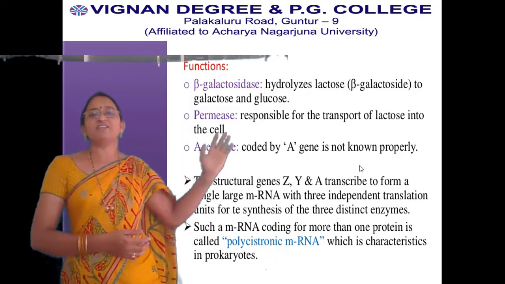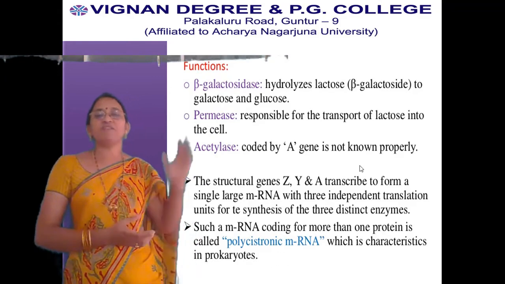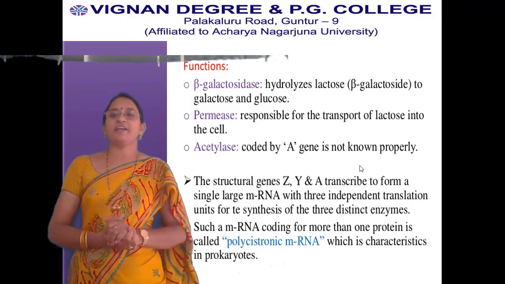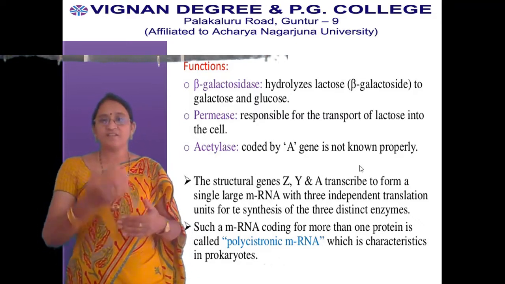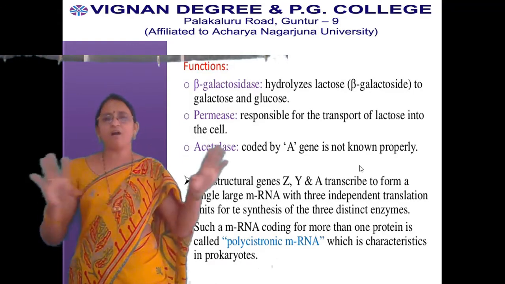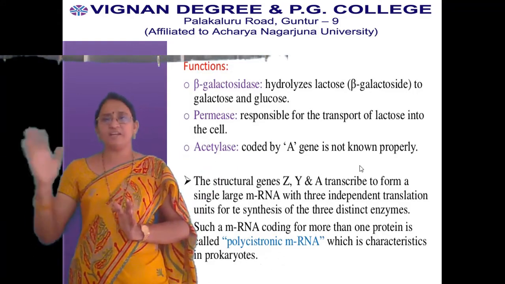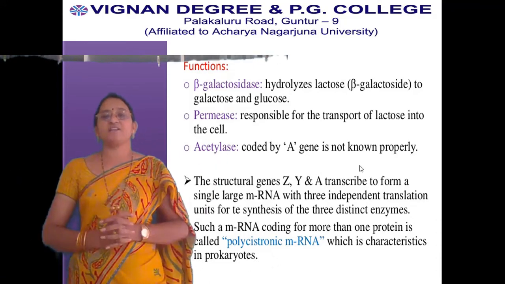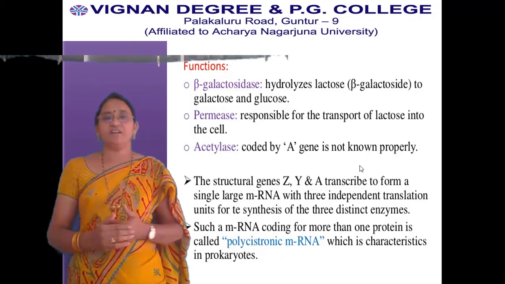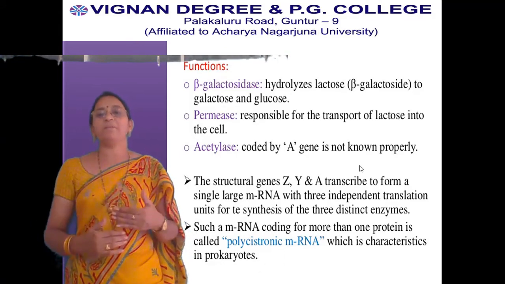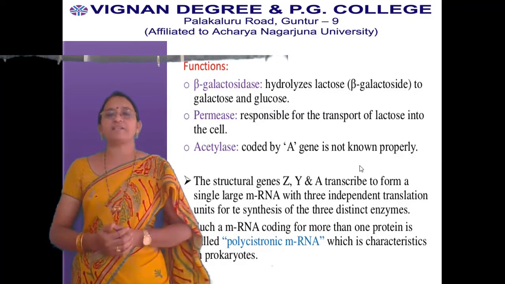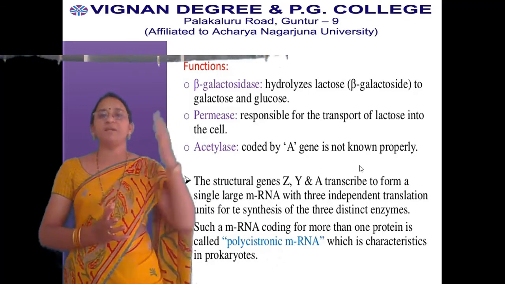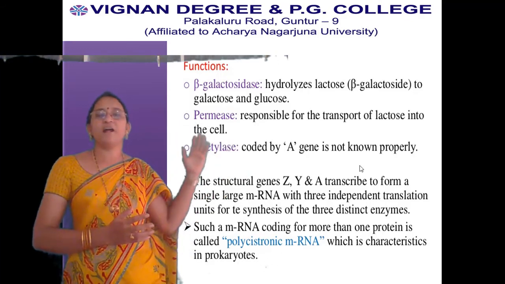And the next one is acetylase, which is coded by the A gene, and its function is the acetylation of lactose. So the structural genes Z, Y, A are transcribed to form a single large mRNA. The three genes are expressed at once in the form of a large mRNA with three independent translation units. That means Z can be translated independently, Y independently, and likewise A, for the synthesis of three distinct enzymes: beta-galactosidase, permease and acetylase.